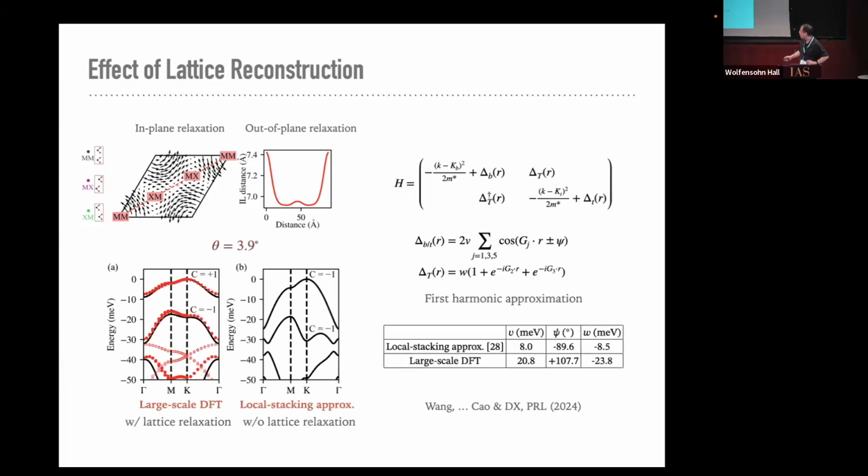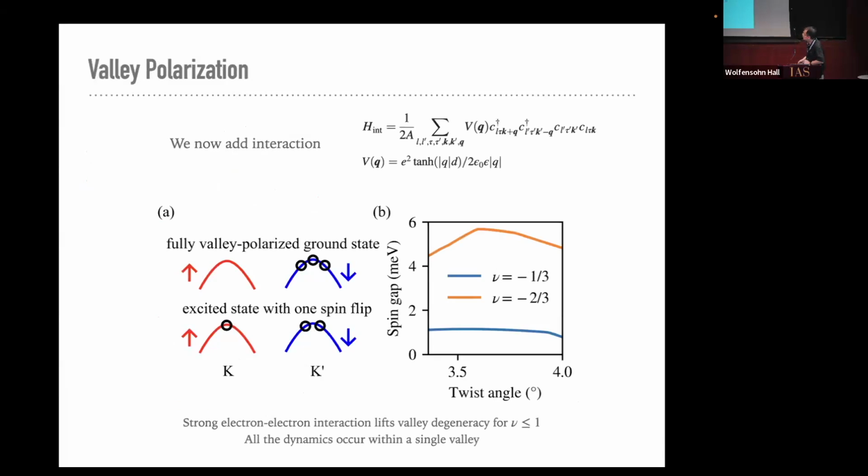So anyway, now we have this new set of parameters, so we can test whether this better reflects the experimental observations or not. Basically, what we've done is that now we start adding interactions, the standard Coulomb interaction. Because usually in the experiment you have a top gate and a bottom gate, you have a screening. So this tanh term here characterizes that screening, and this D is the gate to sample distance.